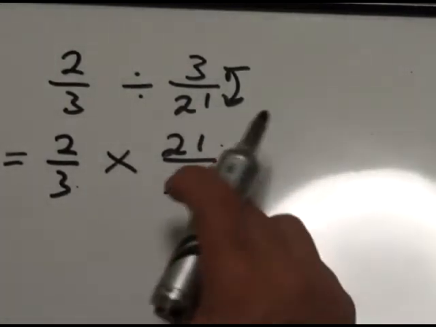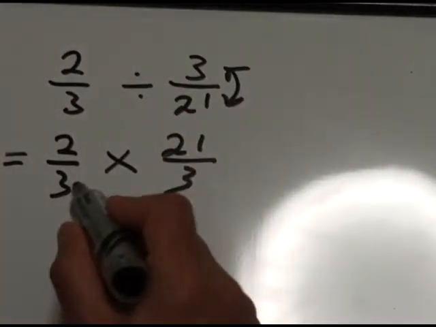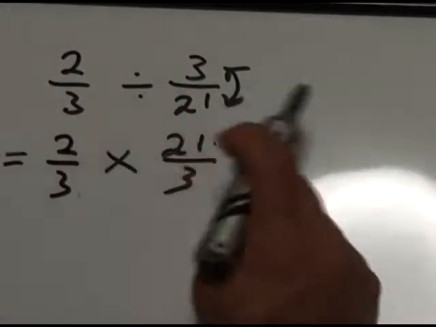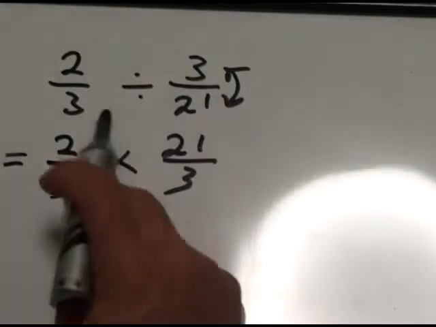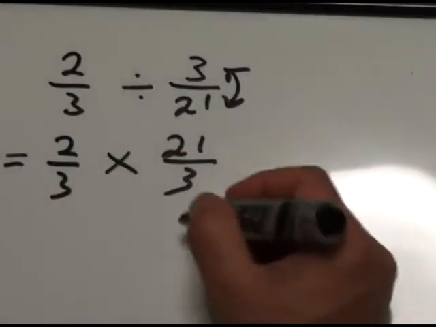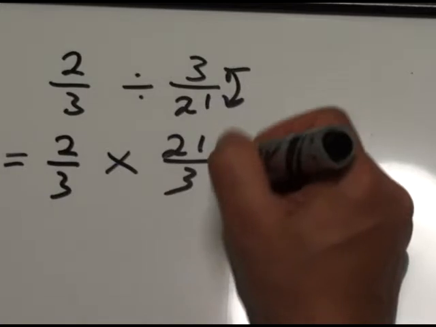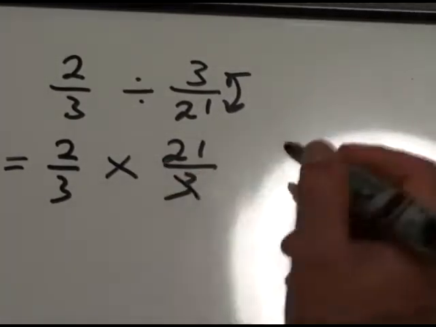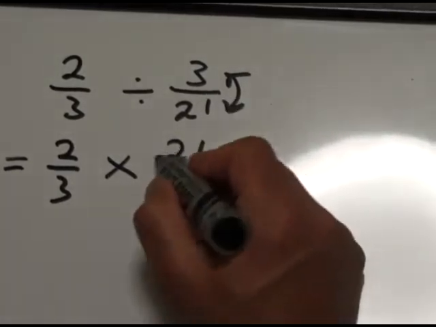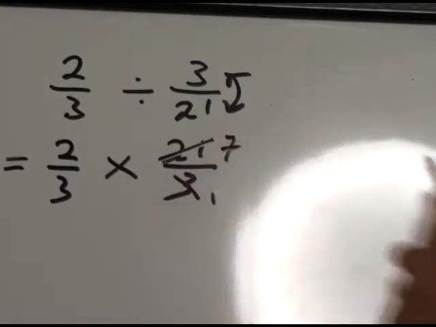So I can choose which way I want to go. I can go 3 into 21 that way, or 3 into 21 that way. But I can't do both. It's either one or the other. So let's do it this way because that's quicker and easier. They're directly on top of each other. 3 into 3 goes once. 3 into 21 goes 7 times.